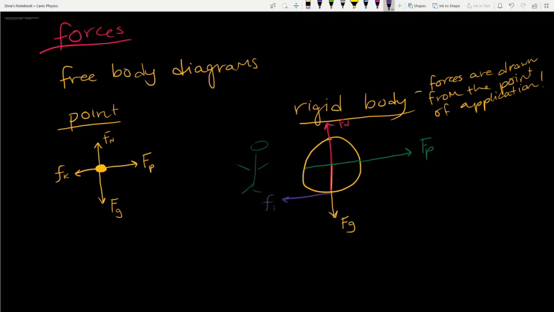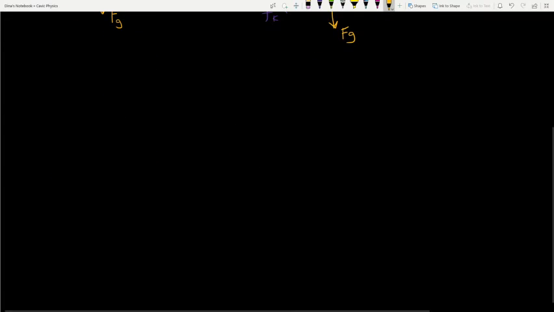So it's very important to think about whether you are drawing a free body diagram for a point object or for something that has a size. The difference is that for a point object, you draw the forces from the center. For a rigid body, you draw them from where they are applied. So let's recap Newton's laws a little bit to help us with how we draw free body diagrams and then what free body diagrams can tell us.